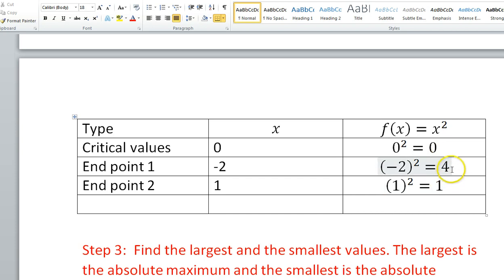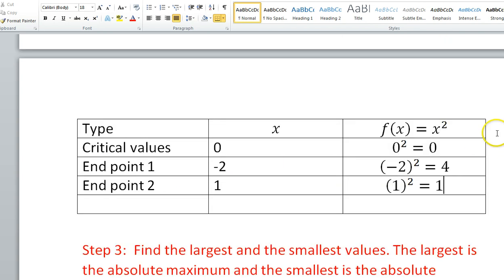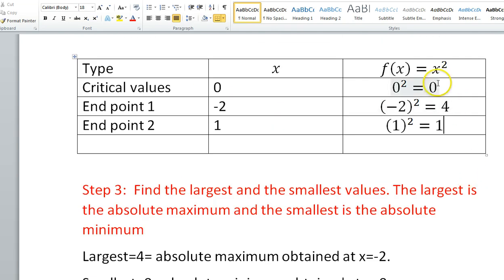Out of this, what's the largest? The largest is 4, so that has to be the absolute maximum, and it happens at -2. So the absolute maximum is 4, obtained at x equals -2. What's the lowest? The lowest is 0, and it is achieved at x equals 0. So the absolute minimum is 0, achieved at x equals 0, and the absolute maximum is 4, achieved at x equals -2.